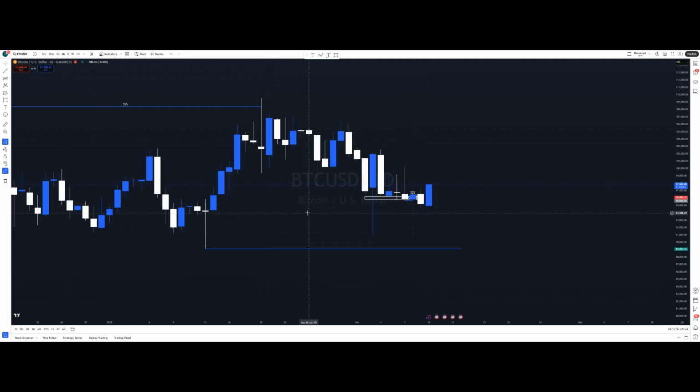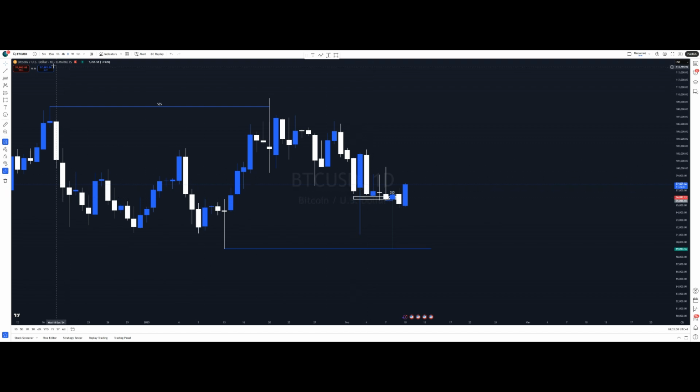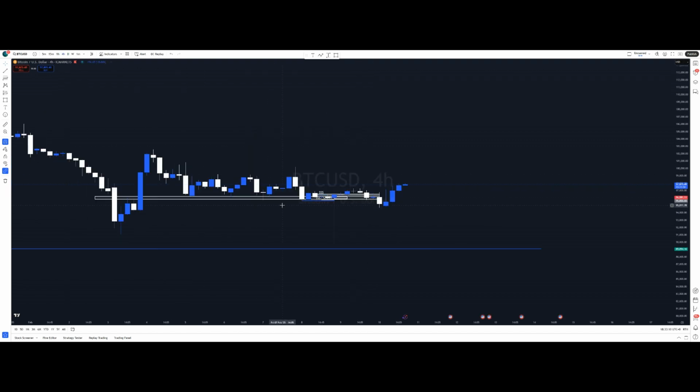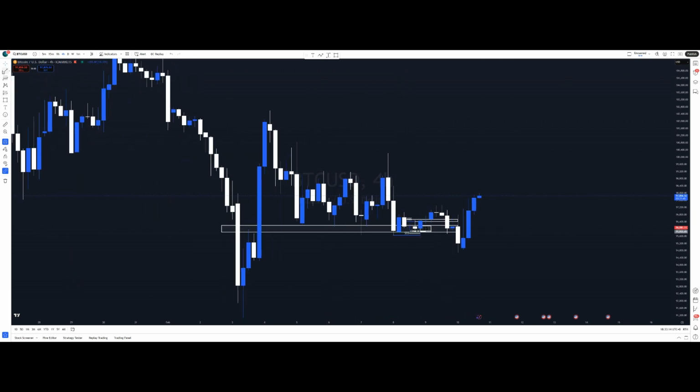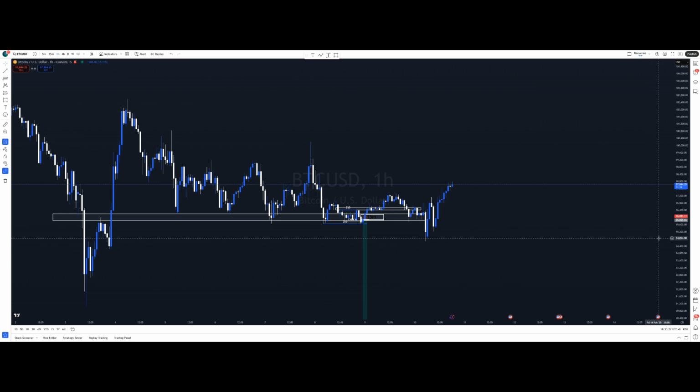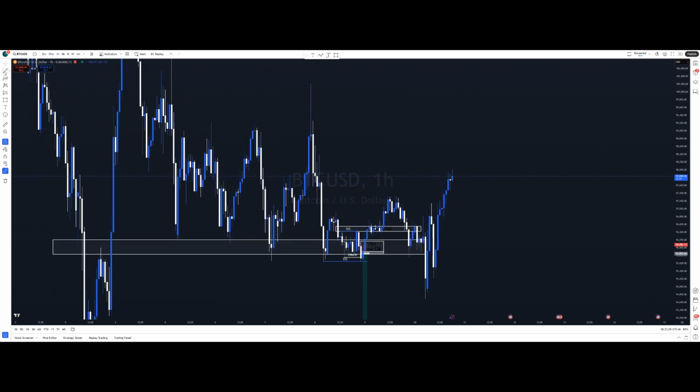So on the daily time frame, you can't really tell whether it's bullish or bearish. On the 4 hours, we can roughly tell that it's bearish because price broke the last low with a body candle close. And on the 1 hour or so, it also broke below this last low. Should be the same one. So it's bearish.